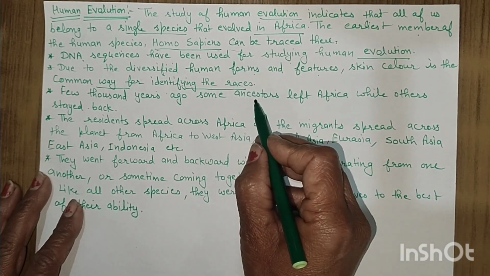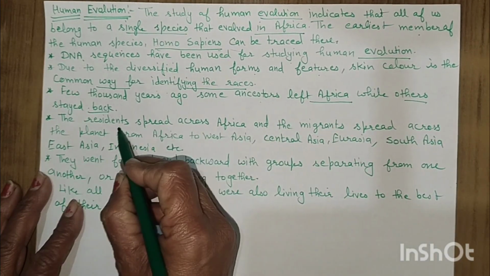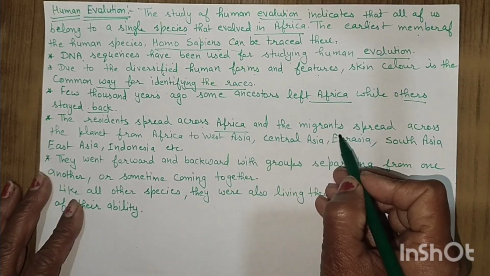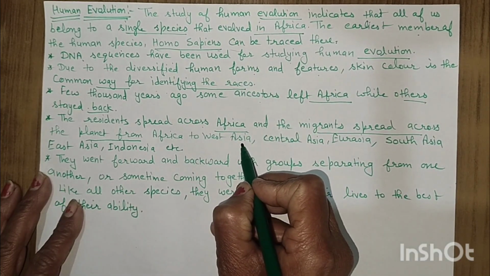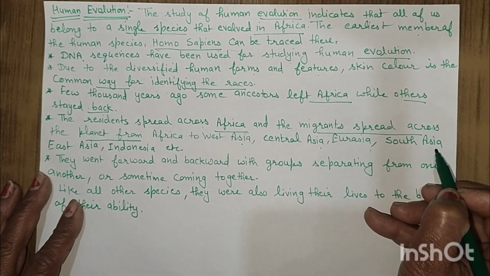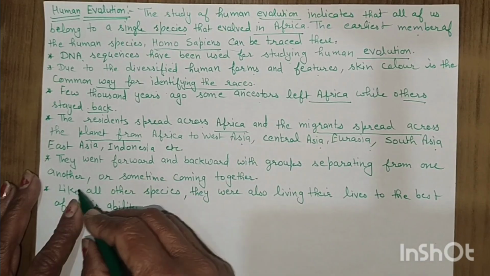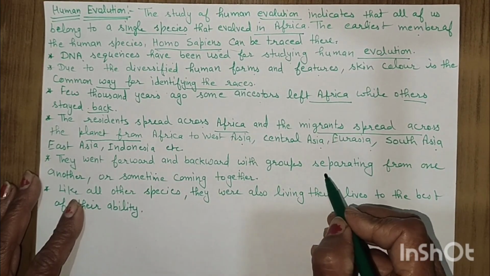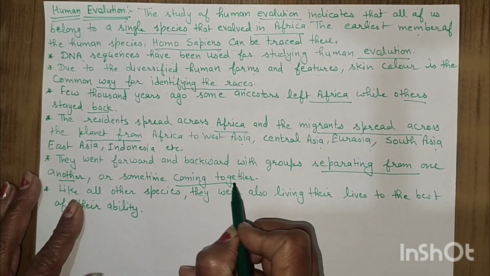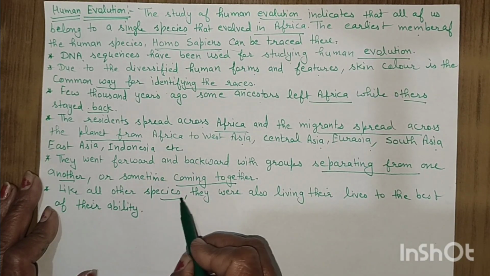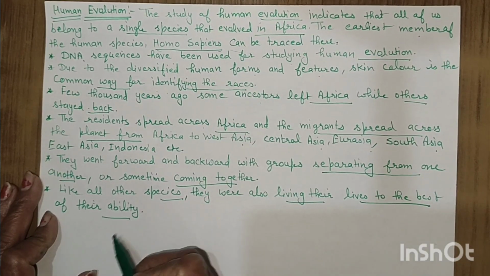A few thousand years ago, some ancestors left Africa while others stayed back. The residents spread across Africa and the migrants spread across the planet, from Africa to West Asia, Central Asia, Eurasia, South Asia, East Asia, Indonesia, America, etc. They went forward and backward with the groups, separating from one another or sometimes coming together. Like all other species, they were also living their lives to the best of their ability.